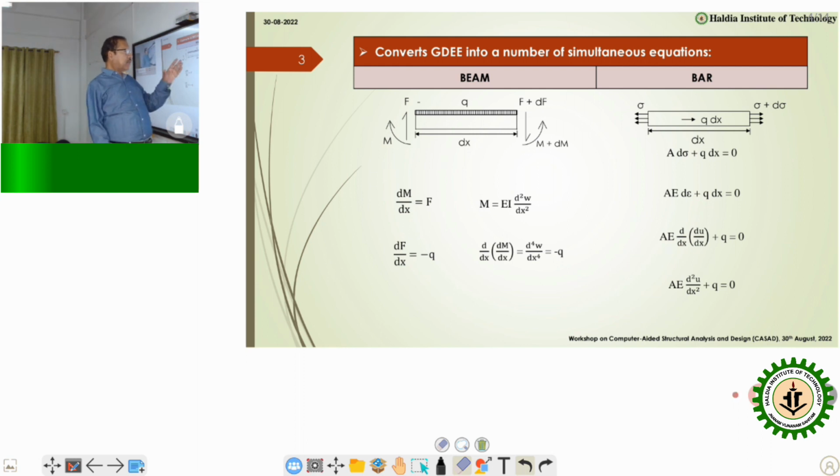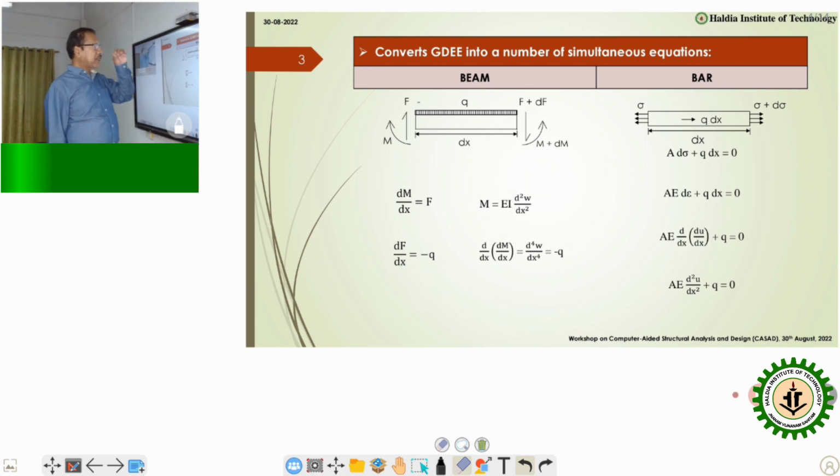The basic difference everyone must know before dealing with these equations is that a beam is a flexural member. Flexural means it has the ability to bend under loads, but a bar is an axial member, meaning it can carry a load along its axis only. It cannot take load transverse to its axis. So that's the basic difference between these two elements.